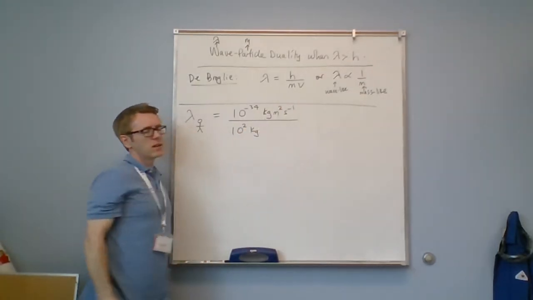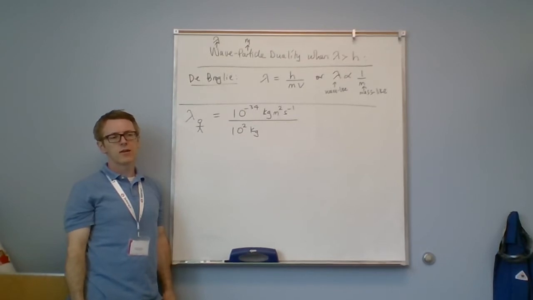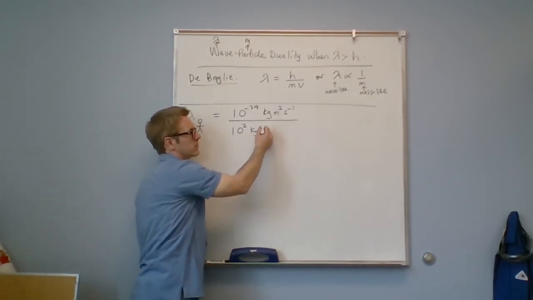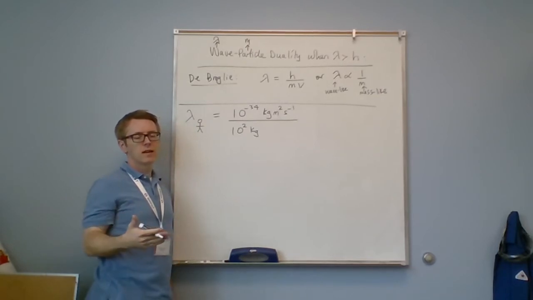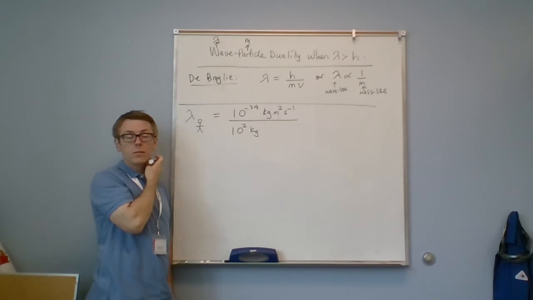The velocity of a human, how fast can a human run? Well, I think the fastest human ever can run maybe 15 miles an hour. If you convert that to meters per second, which we need, it's about 10 to the 1 meter per second.